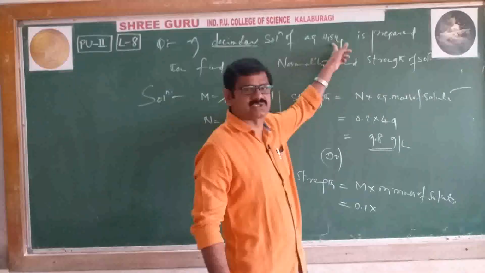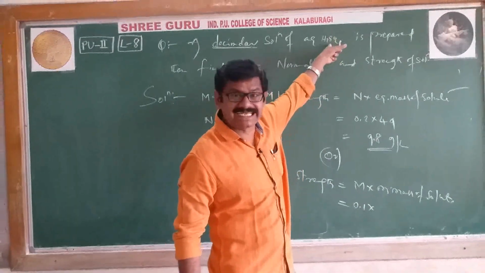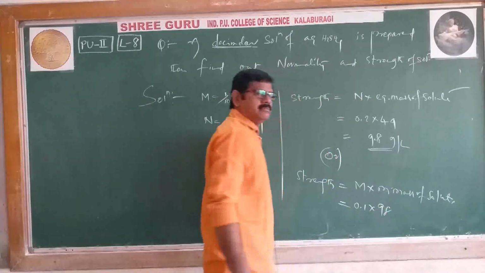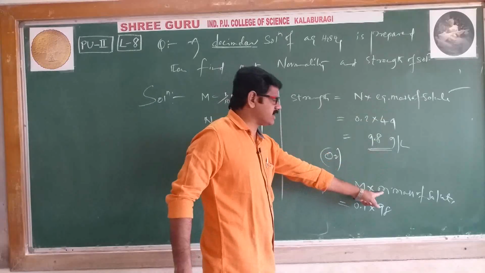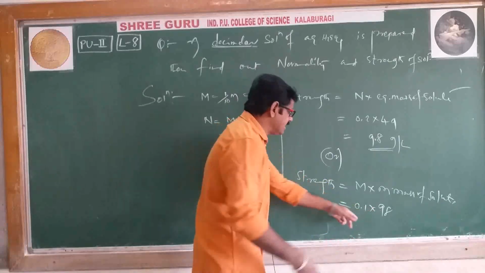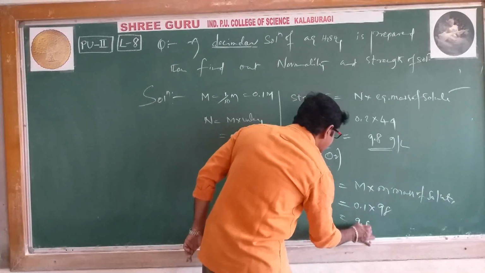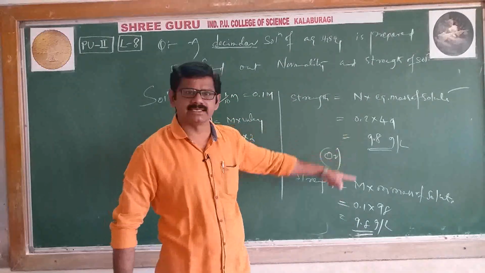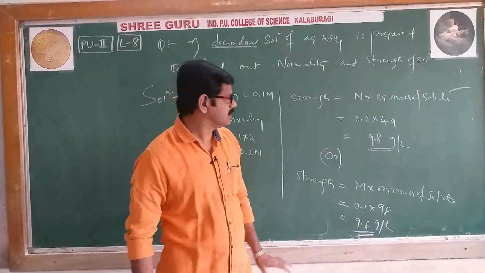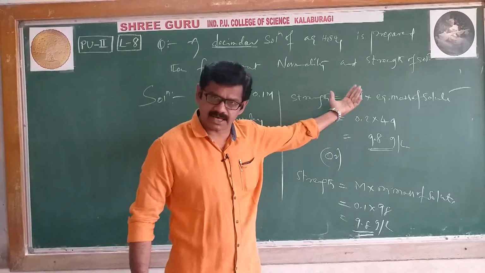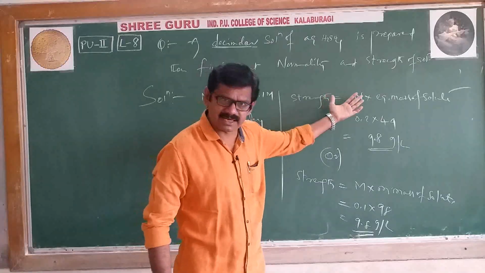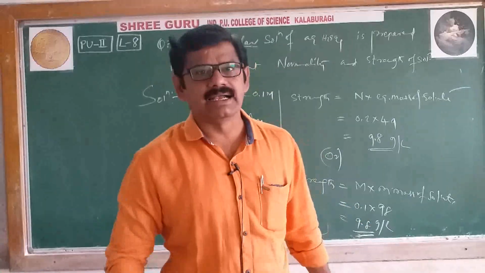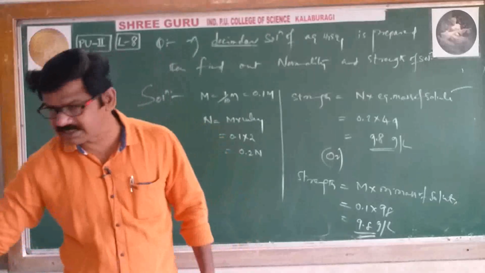Again solute is H2SO4. What is the molar mass? 98. Therefore we will write 98. Because we have taken equivalent mass earlier, here we are using molar mass. 98 into 0.1, again 9.8 gram per liter only. Both we are getting the same answer. That's it. You can take the normality formula, normality related values or molarity related values, doesn't matter. Ultimately you will get the same answer only.